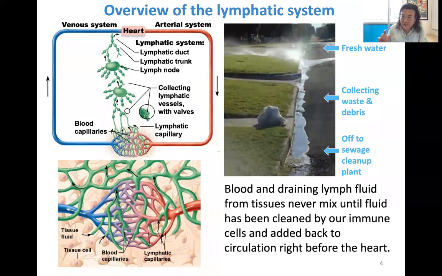Importantly, in this illustration, does this sewage water simply get fed back to the lawn sprinklers again? No. The fresh water and the wastewater are always kept separate. And that's just like the way our lymph system and our circulatory system are set up. Our blood and our lymph fluid never mix directly.